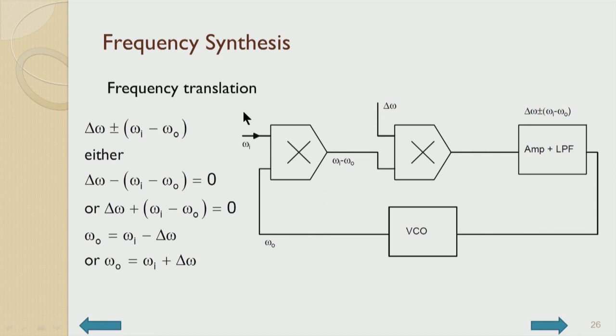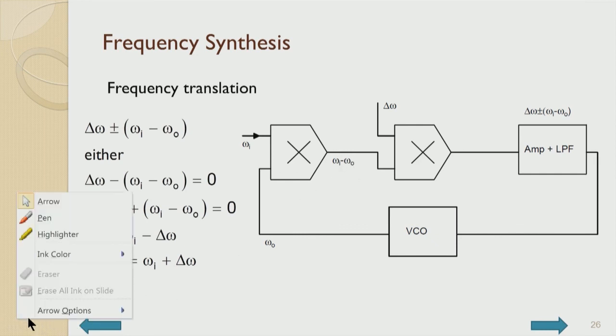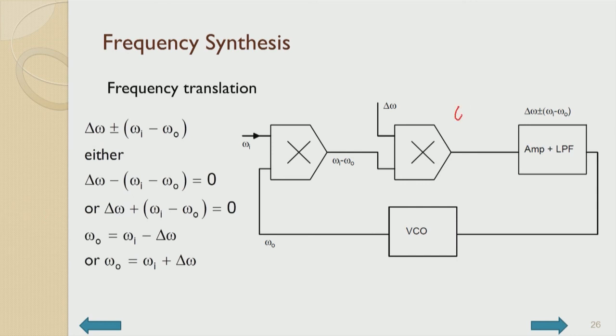How do you do frequency translation? It's simple. Omega I is the input, omega naught is the output. This responds to omega I minus omega naught. Omega I plus omega naught is got rid of by the low pass filter. And if you have an input frequency of delta omega shift that is to be achieved, this output will be omega I minus omega naught plus or minus, we do not know, delta omega. Any one of these can be sustained, any one only can be sustained. That means, if one of these becomes equal to 0, that is DC, that is ultimately what the low pass filter lets out, only the DC, then that is the steady state.